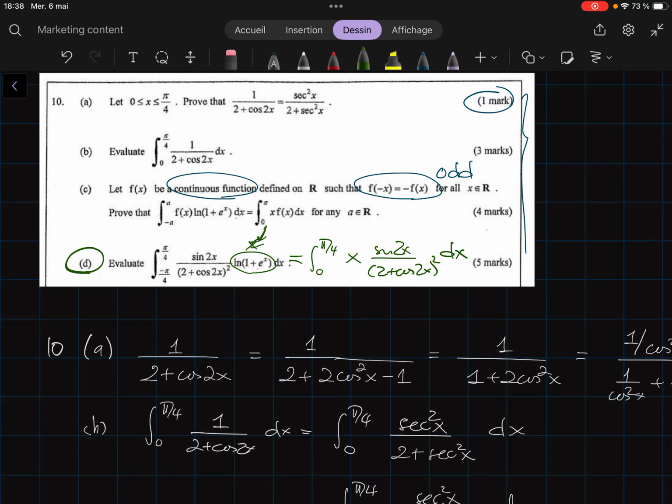So what is our game plan for this question? 1. Show that this function is odd, aka we can actually use the result from part C. 2. Integrate by parts.